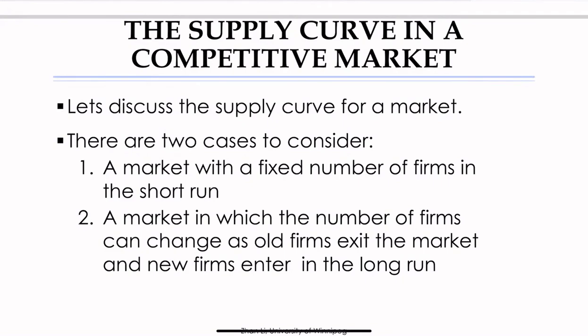When we consider a fixed number of firms, we're essentially thinking about the competitive market in the short term, because in the short term, the number of firms should be fixed. But you can imagine that in the long term, the number of firms in the market can change, right? Because old firms can exit and new firms can enter. That's why we want to discuss two different cases.